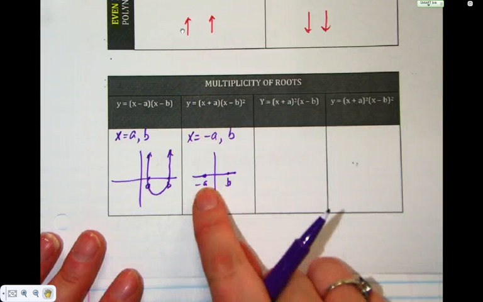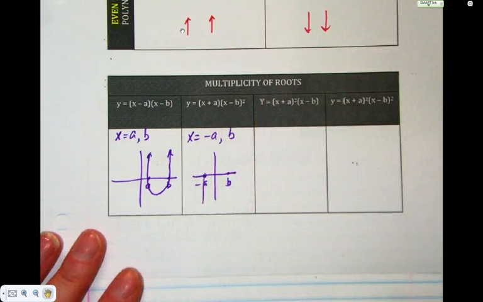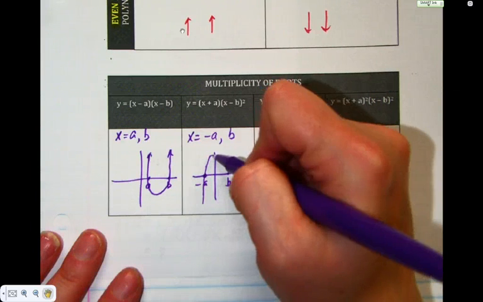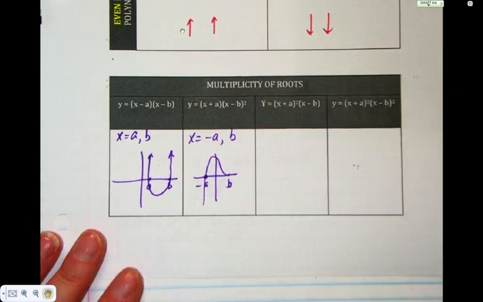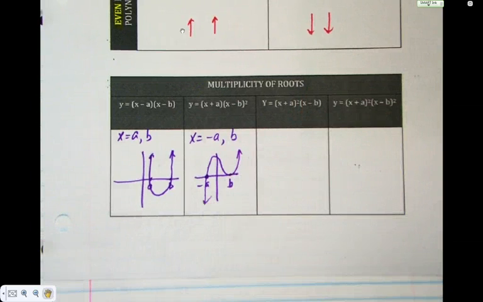Does it cross through minus a? Okay, how do we know it crosses through? Because it's odd. It's going to have some kind of max. What's going to happen at b? It's going to bounce back up. Why does it not cross through b? Because the multiplicity is even. Is this starting to make a little bit of sense?